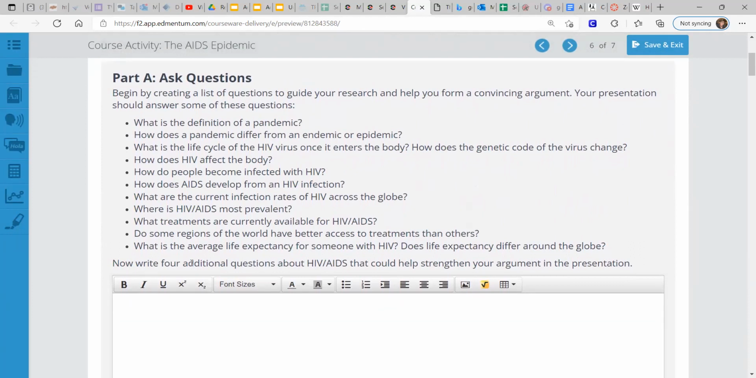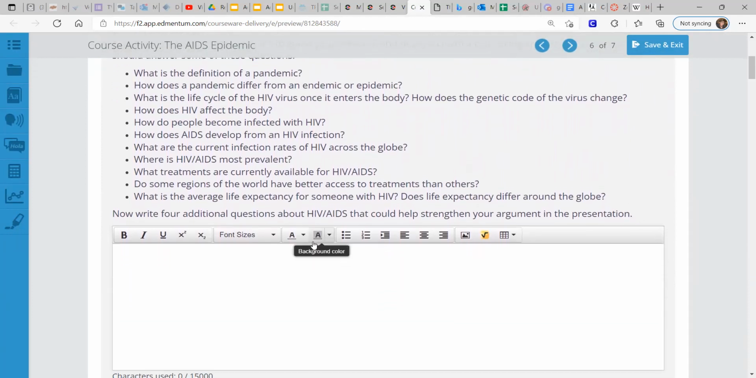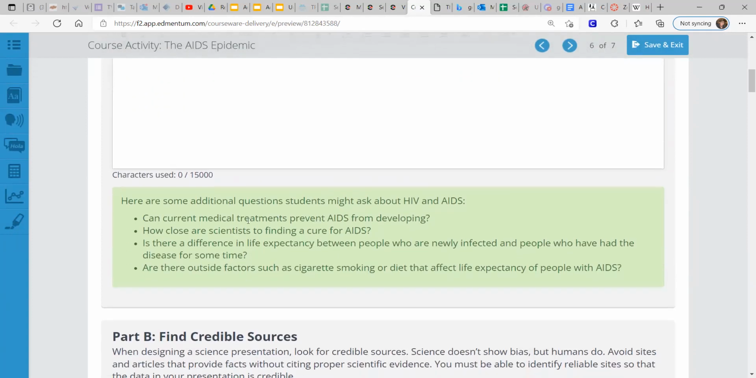And then you want to come up with 4 additional questions about HIV/AIDS that could help strengthen your argument in the presentation. And here are some examples there. How close are we to finding a cure? Can current medical treatments prevent AIDS from developing completely? What's the difference in life expectancy? Are there other outside factors?